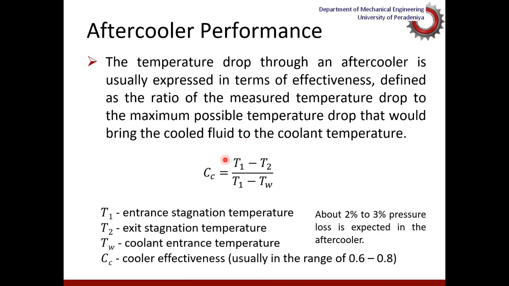So the temperature drop across the cooler, between the entrance and the exit of the cooler, is T1 minus T2 as defined here. And the maximum possible temperature drop that would bring the cooled fluid to the coolant temperature is T1, the entrance stagnation temperature, minus TW, the coolant entrance temperature. Usually, this cooler effectiveness is in the range of 0.6 to 0.8, or 60% to 80%, in usual aftercoolers. And a 2 to 3% pressure drop could be expected across the aftercooler. But for this kind of analysis, we could neglect that.